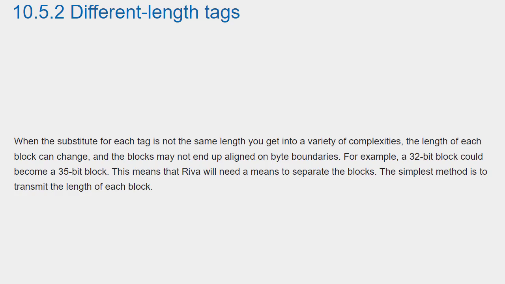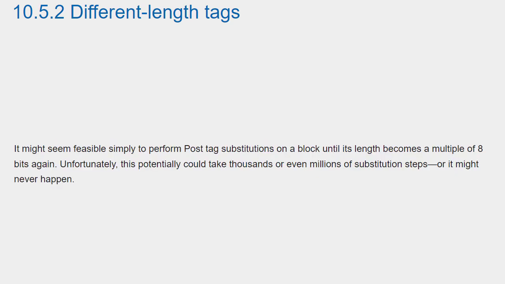Section 10.5.2 Different Length Tags. When the substitute for each tag is not the same length, you get into a variety of complexities. The length of each block can change, and the blocks may not end up aligned on byte boundaries. For example, a 32-bit block could become a 35-bit block. This means that Riva will need a means to separate the blocks. The simplest method is to transmit the length of each block.